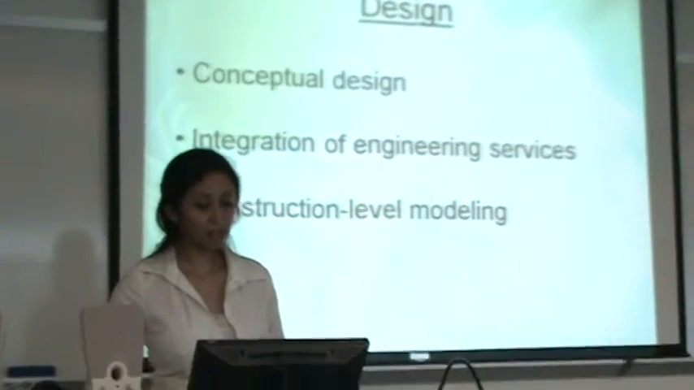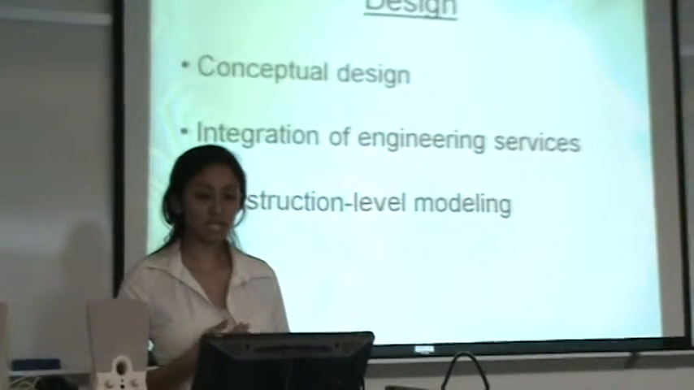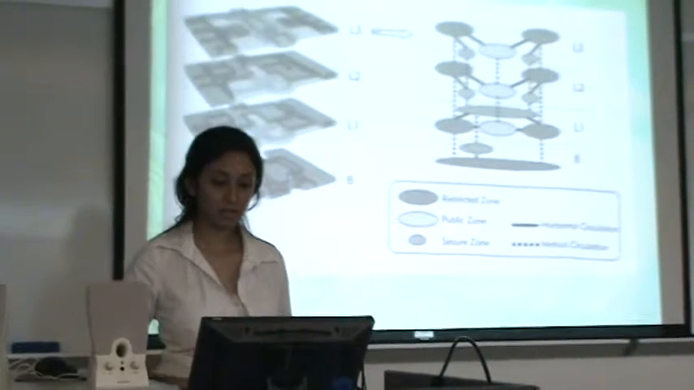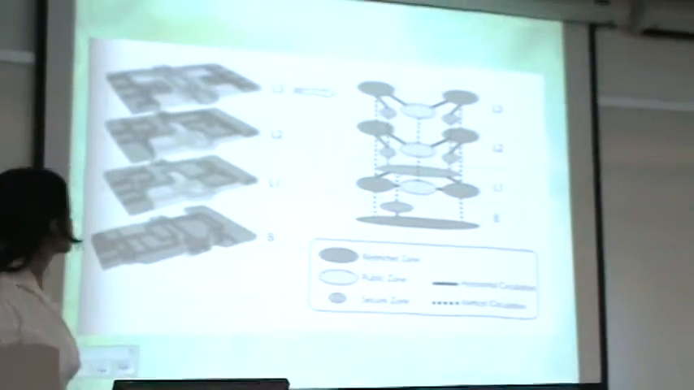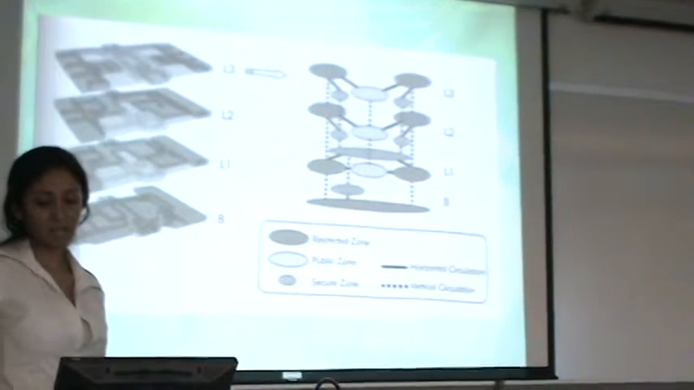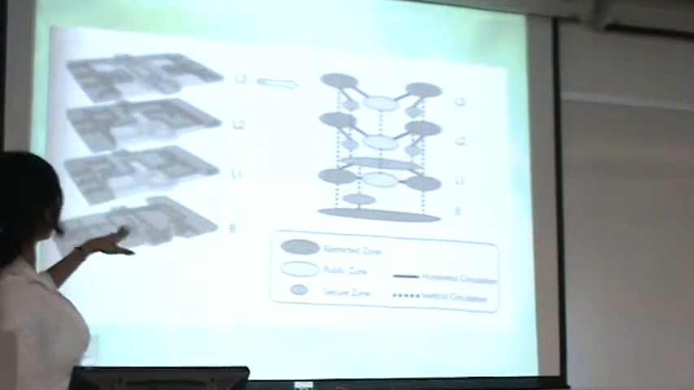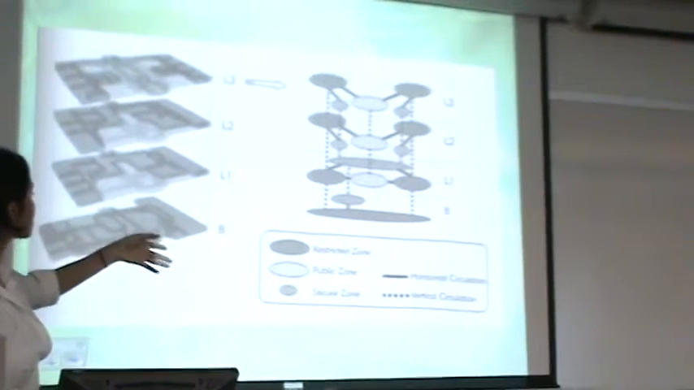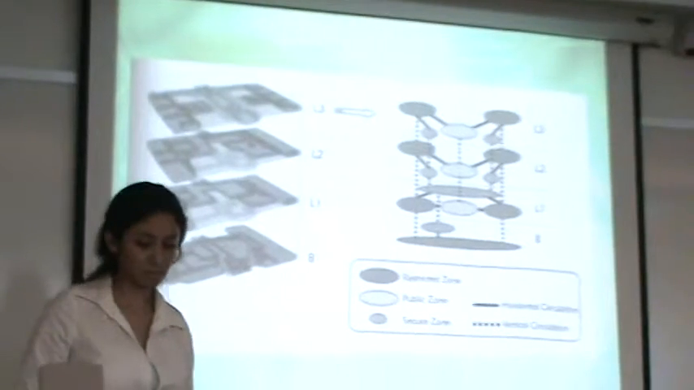and construction level modeling, meaning through the simulations of the models, you can have better drawings and better understanding of what goes where. This is actually an example of a specialized drawing. This is an example of a concept design. Here you can see the spaces of each level and how they are related to each other through either horizontal circulation or vertical circulation, and each zone is divided into 3 areas as well.